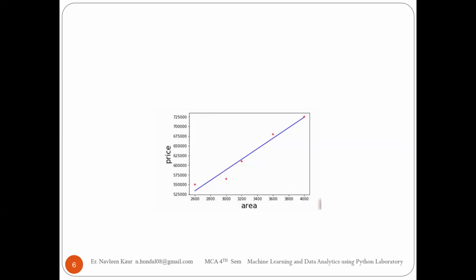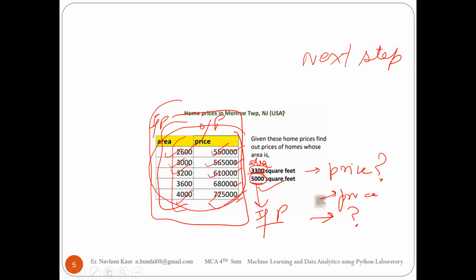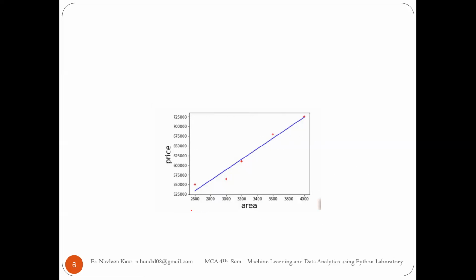If I just look at this data, for area and for price, we can plot a graph. How? I am plotting the area on the x-axis and the price on the y-axis.